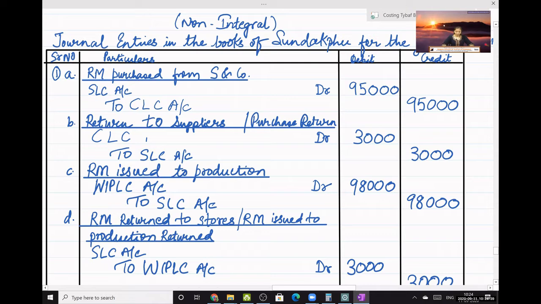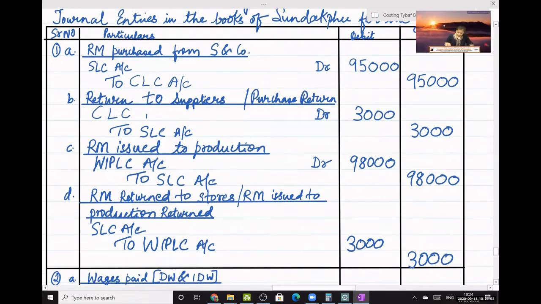ठीक है? Then journal entry number 1D, raw material returned to stores means raw material issued to production returned. Okay? So SLC to WIP.